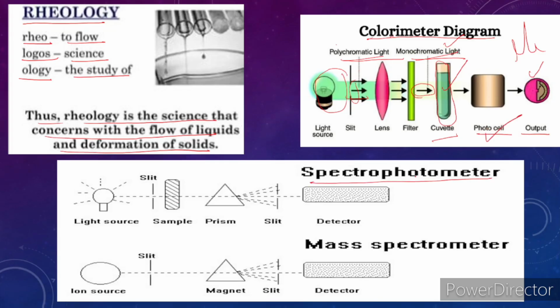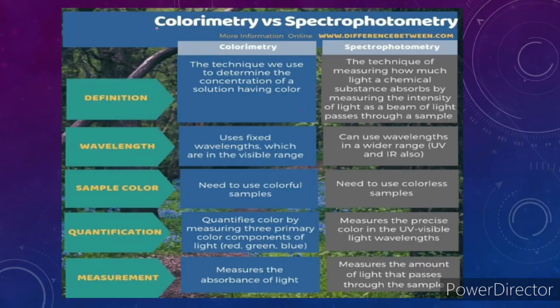In a spectrophotometer, we use the light source, and the sample is placed and it is passed through the prism, and it is connected to the detector. A detector is a device that records the signal and gives the output in the computer as a signal. And this is mass spectroscopy, where an ion source is used and a magnet is used instead of a prism, and it is connected to the detector.